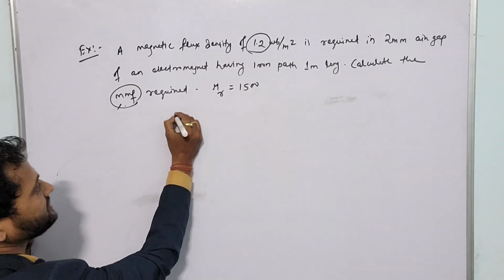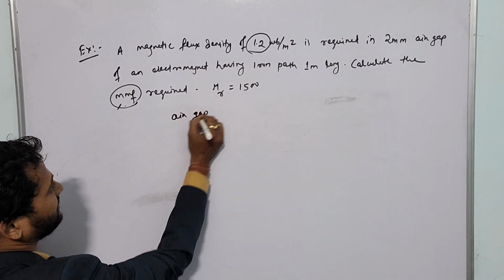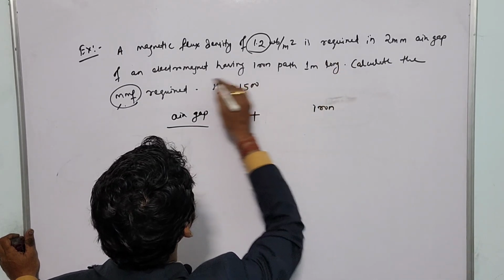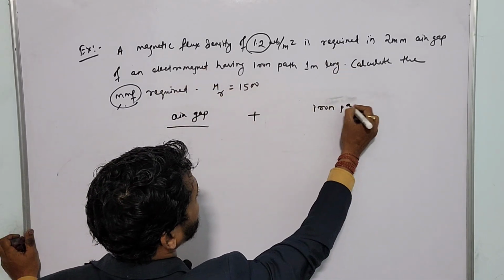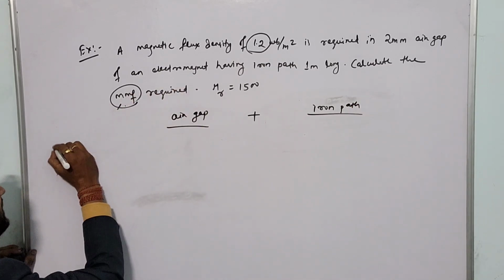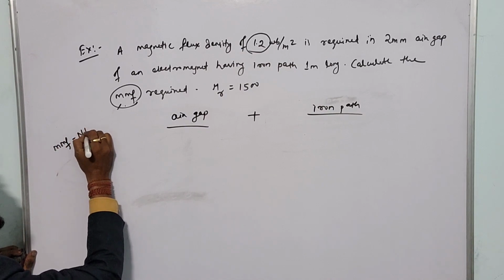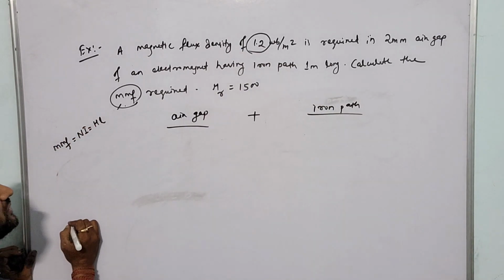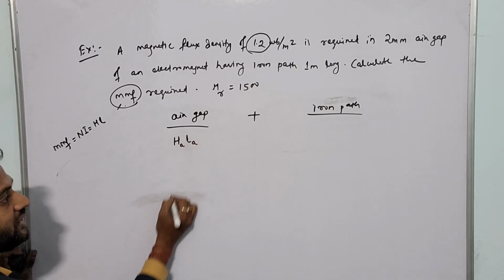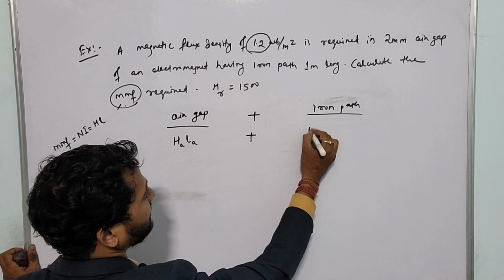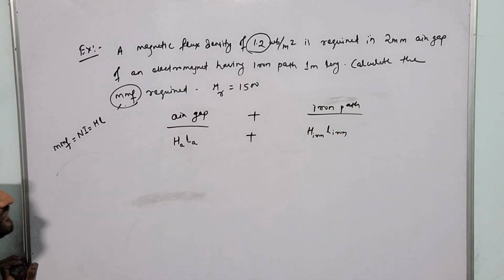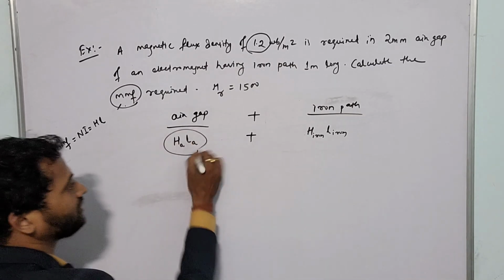It has two parts. One is air gap. Second is iron path. Right? Iron path. ठीक है. So we'll have to find out the total mmf. mmf का फॉर्मूला मैंने क्या बोला था? mmf is nothing but ni or h into l. मतलब we'll find out h of air gap into l of air gap plus h of iron into l of iron path. That we have to find out. ठीक है. दोनों को ऐड करना है.